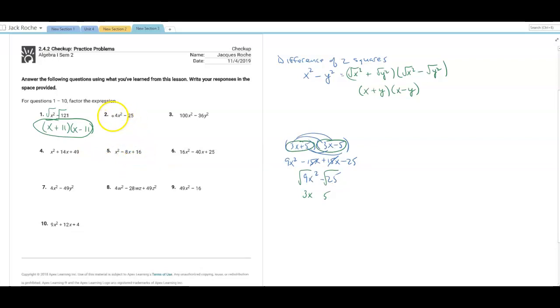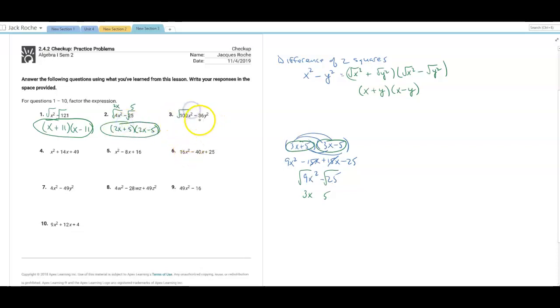So the next one, I'm going to take the square root of 4x squared. The square root of 4 is 2. The square root of x squared is x. Then the square root of 25 is 5. So I have two perfect squares linked by subtraction. Therefore, this would factor out to be add the perfect squares, then subtract them, and you are done.